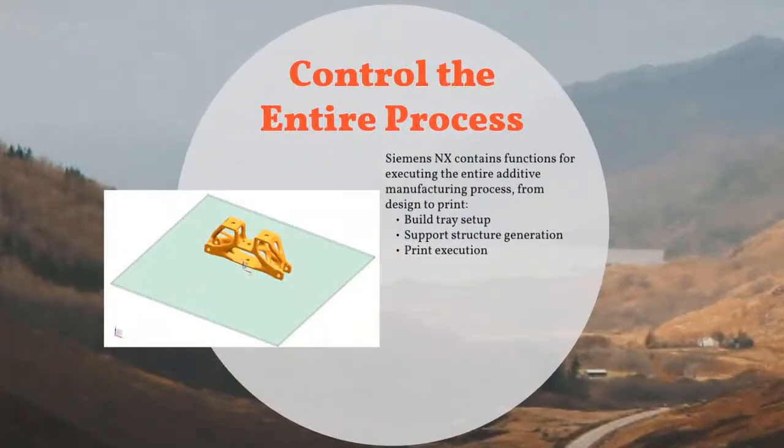Now, topology optimization often creates parts that can only be manufactured using additive manufacturing. NX contains functions, though, for executing the entire additive manufacturing process from design to print. This includes build tray setup, which you can see in this image, support structure generation, and print execution.